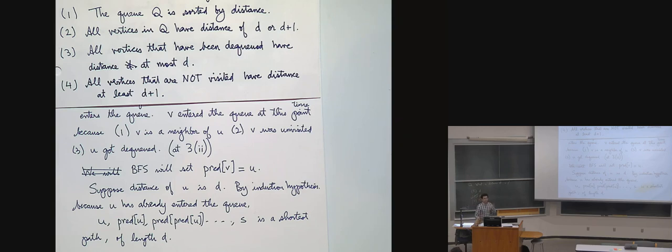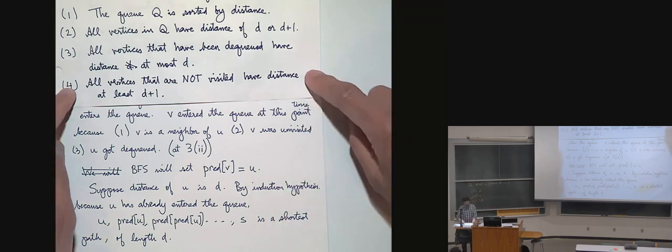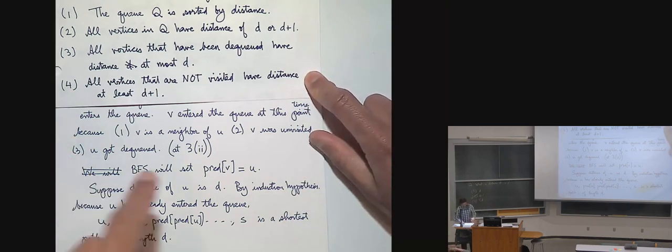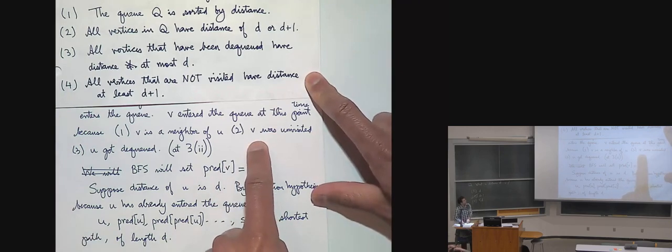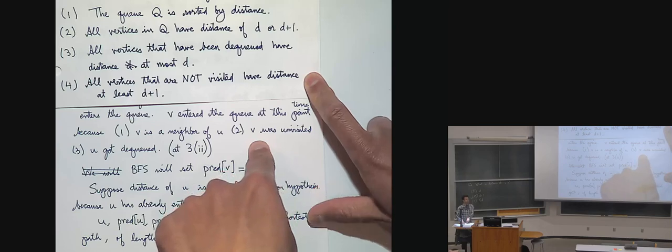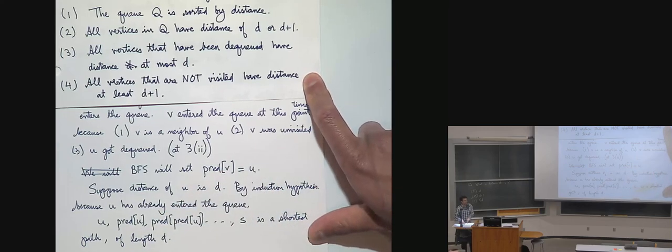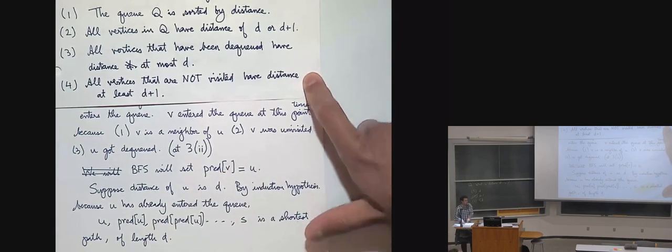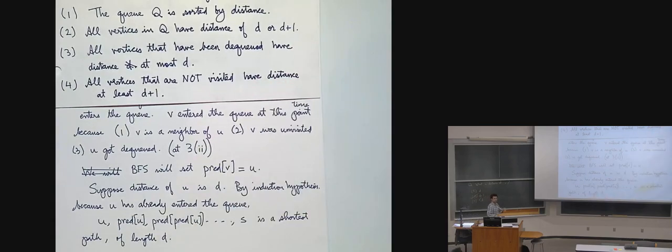But I think the most transparent way is to say that by 4, at this point, the distance is at least D plus 1. And we actually found a path of length D plus 1, so the distance is D plus 1. Can you argue that a vertex as it is entering the queue always has a distance of D plus 1? Yes. That is exactly what we're arguing here.